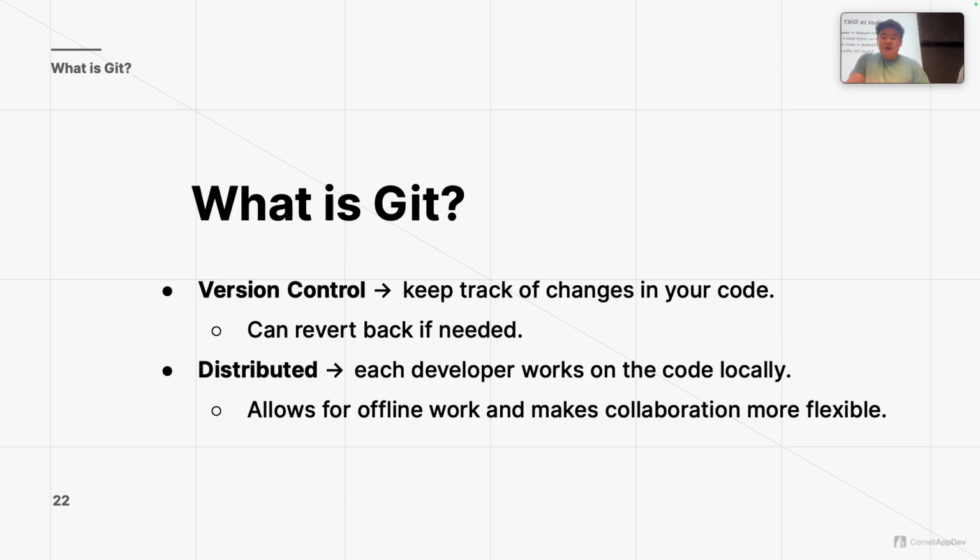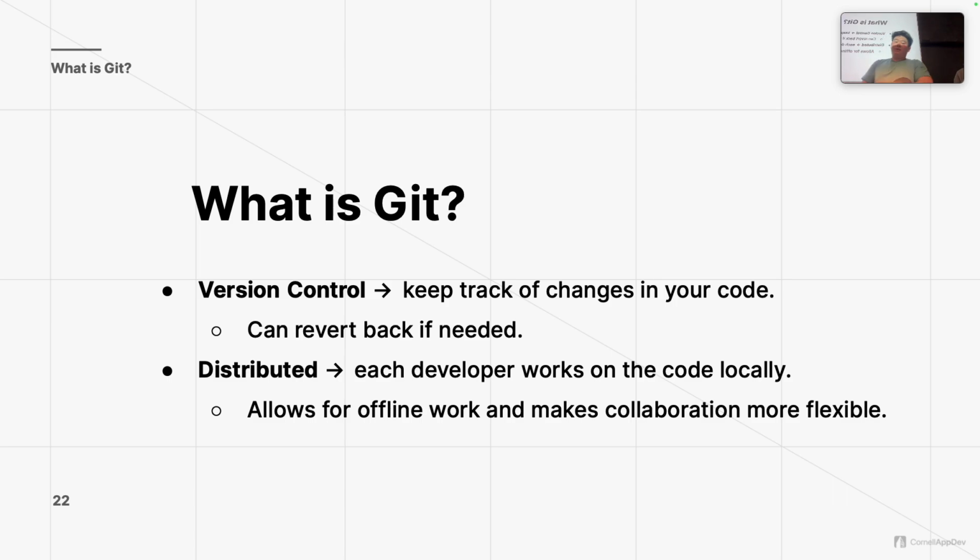So essentially what Git is, it helps with version control, meaning that it keeps track of changes in your code, and you can revert back if needed. So just a show of hands, who's used Git or GitHub before here? Okay, so about half.